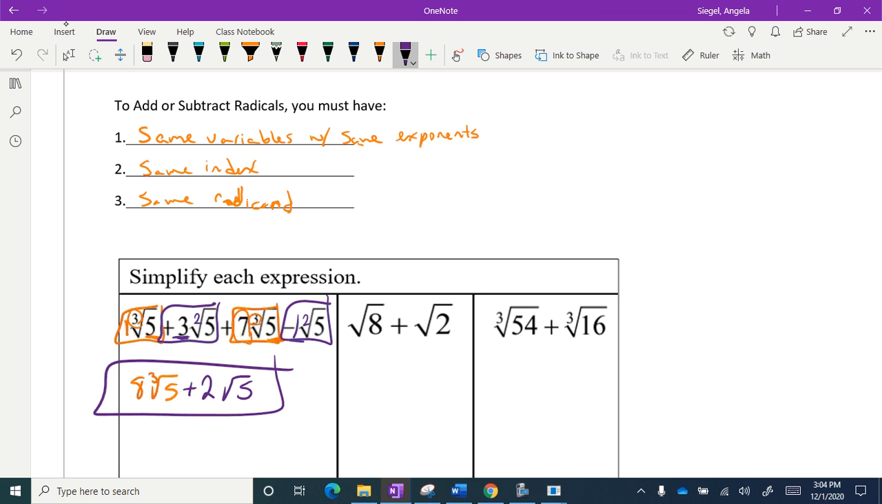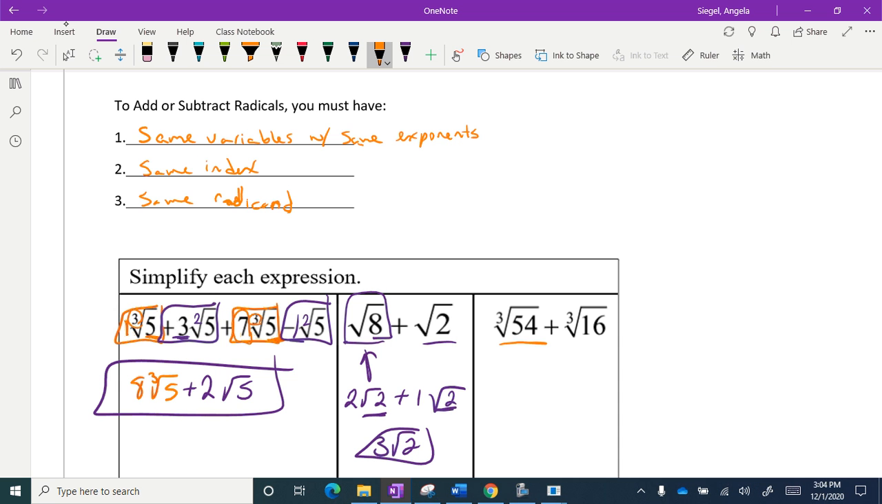Okay, so these are definitely not similar because of the number underneath the square root, but I can simplify this. So the first thing I want you to do is simplify that. Okay, so you should have gotten 2 square root of 2 plus the square root of 2. So now I have the same index and radicand, and so I can just add these together. I have 1 square root of 2, so then I have 3 square root of 2.